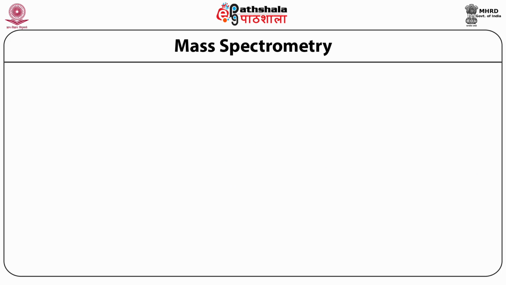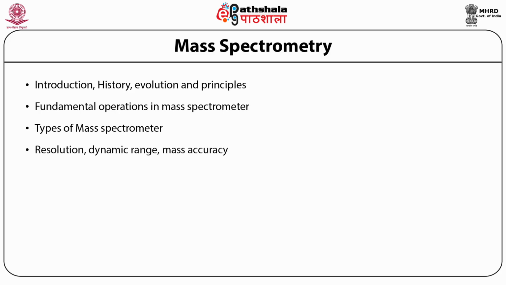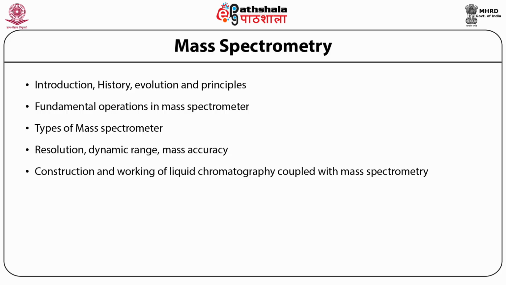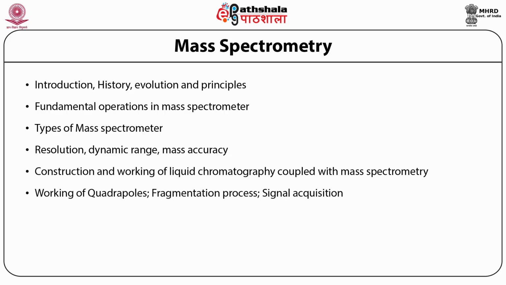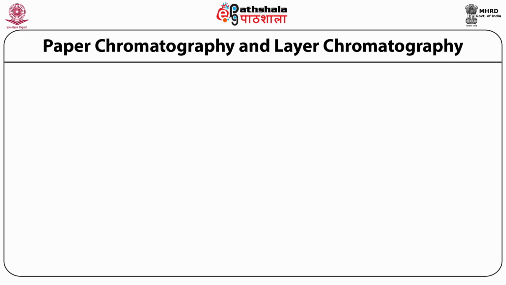Mass spectrometry. In this particular module, we would be learning about its introduction, history, evolution and principles, fundamental operations in mass spectrometer, types of mass spectrometer, resolution, dynamic range and mass accuracy, construction and working of liquid chromatography coupled with mass spectrometry, working of quadrupoles, fragmentation process and signal acquisition, HPLC and method validation, applications of mass spectrometer, and finally, recent trends and advancements in mass spectrometer.